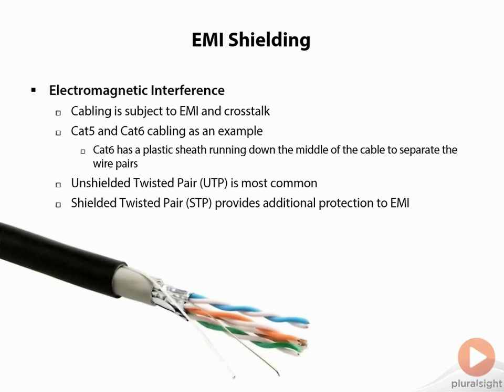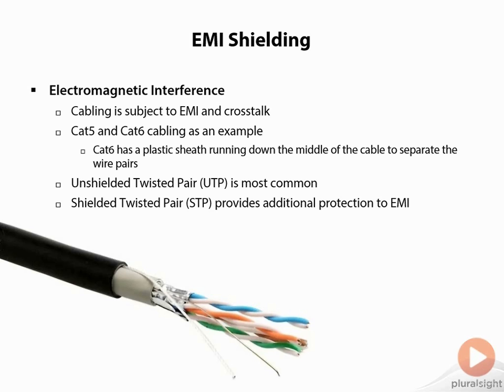and also to crosstalk. In other words, if we run the cables too close to each other, too close to electrical wires, or maybe across fluorescent lights, if we don't architect our cable runs properly, we can make our cabling susceptible to those things, EMI and crosstalk.